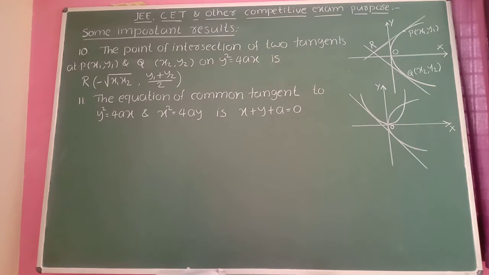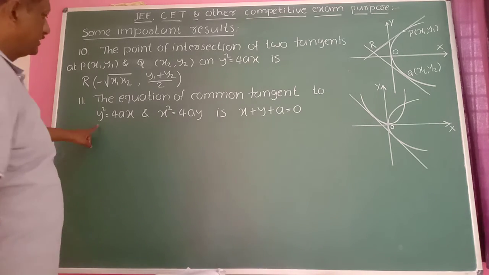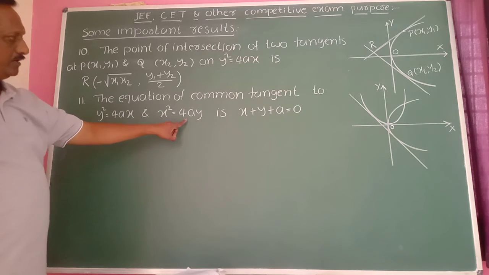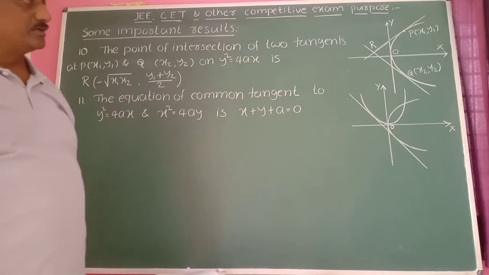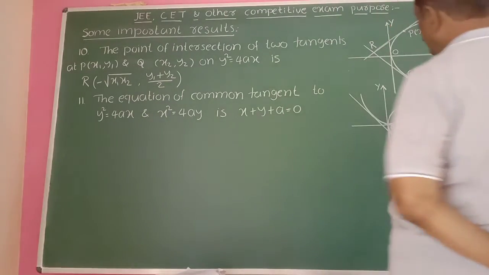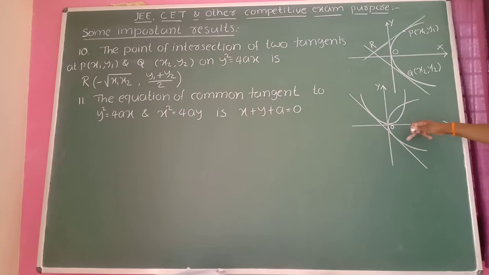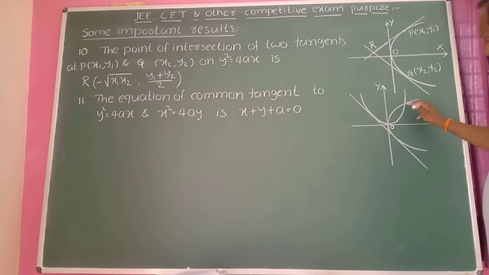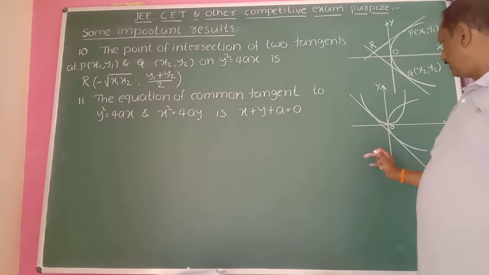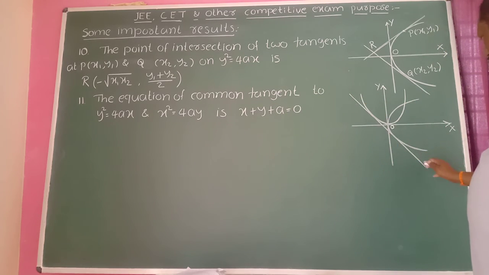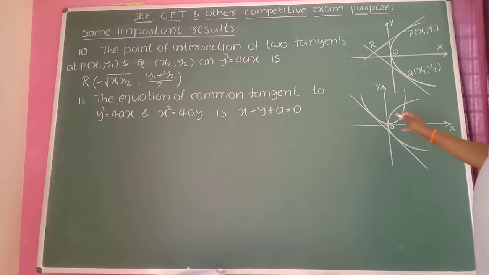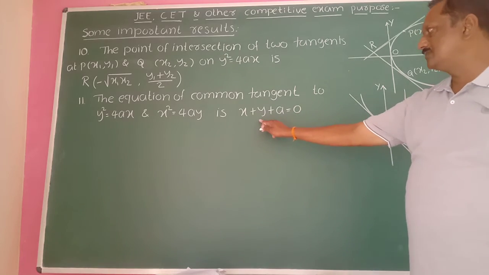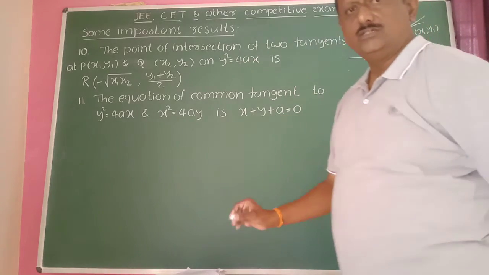The equation of a common tangent to y² = 4ax and x² = 4ay is x + y + a = 0. So there are two parabolas here. The equation of this parabola is y² = 4ax, and the equation of this parabola is x² = 4ay. Then this line is the common tangent to both parabolas. The equation of this common tangent is x + y + a = 0.